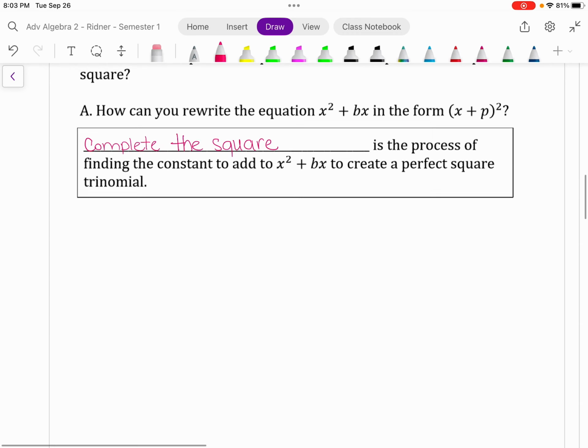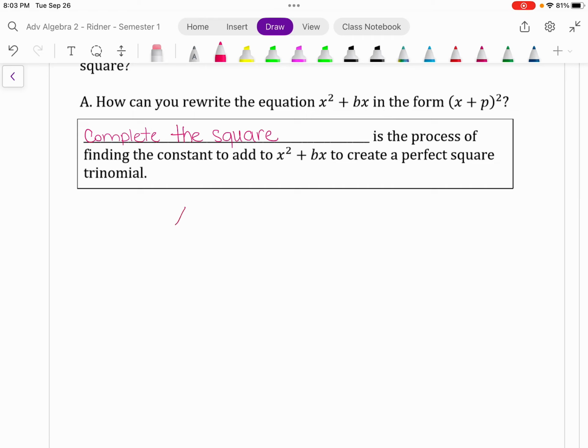So the rule here is if we do x squared plus bx, we always add b divided by 2 quantity squared. And when that factors, because that will always factor nicely, it will factor as x plus b over 2, squared.